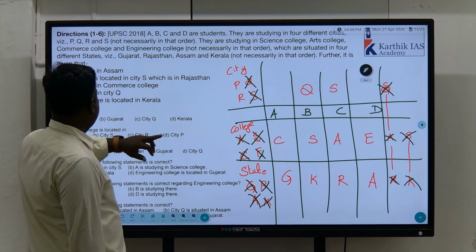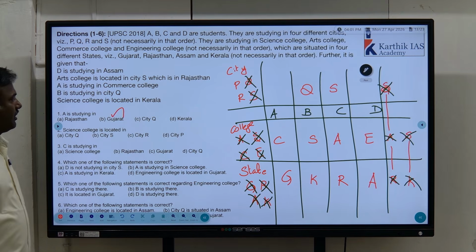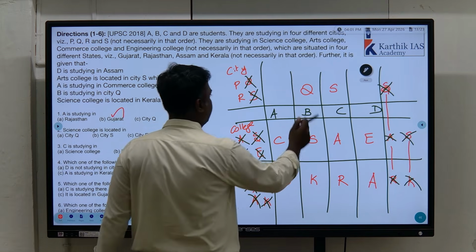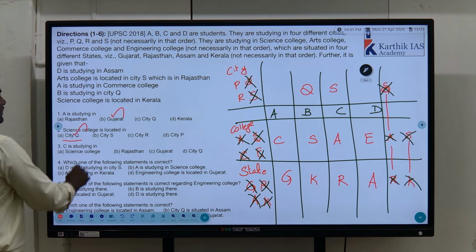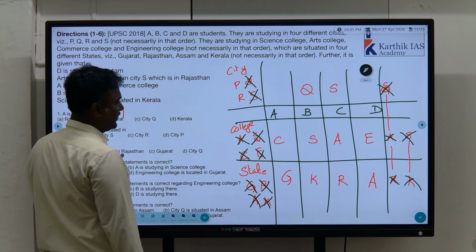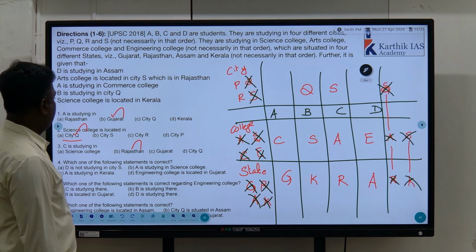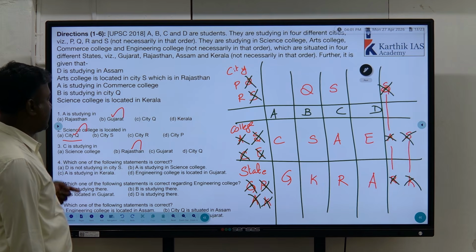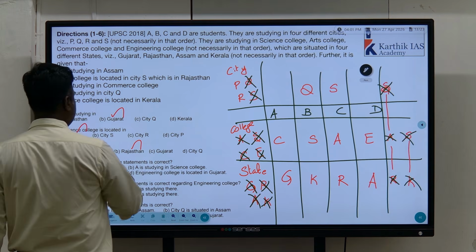A is studying in which state? A is studying in Gujarat. Okay. Science College is located in City Q. Clear? C is studying in Arts College, but they mentioned Science College. C is studying in Rajasthan, right? Then, which one of the following statements is correct? D is not studying in City S. Yes, that is correct, because City S is actually C. So this statement is correct.